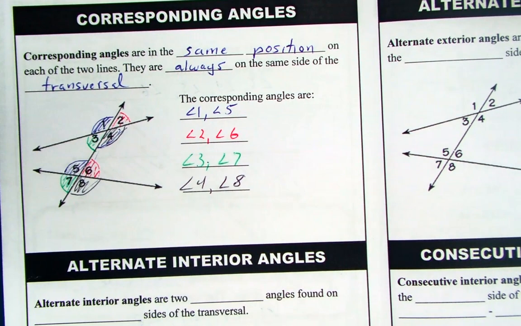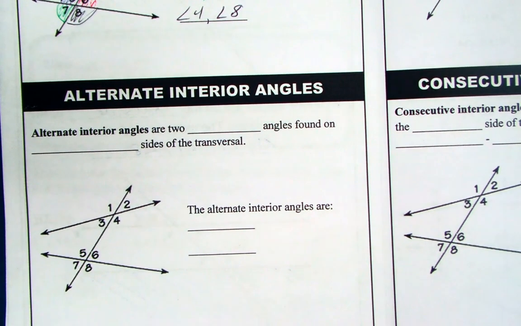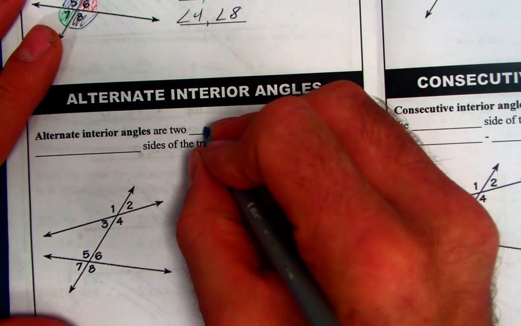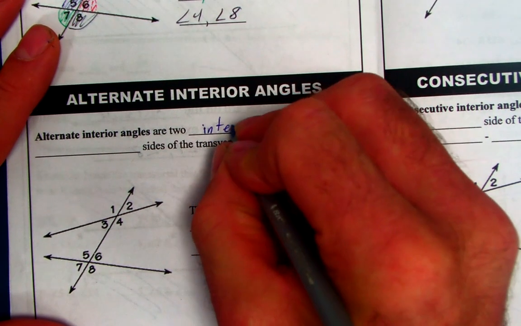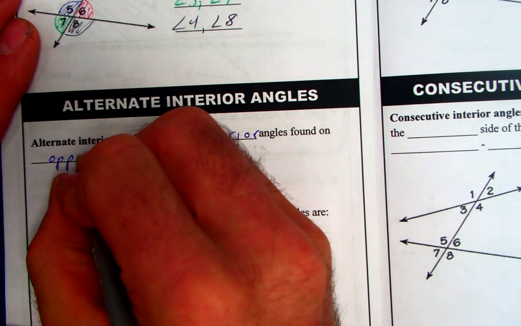Okay, so there's always going to be 4 pairs of corresponding angles. Okay, alternate interior. Nice thing is the name really kind of almost defines it, or at least it describes it. Alternate interior angles are 2 interior angles found on opposite sides of the transversal.